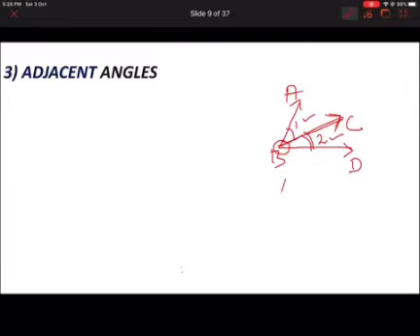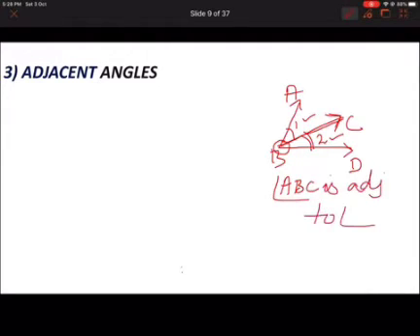We say angle ABC is adjacent to angle CBD. Children, I hope you understood what the definition is. Okay, how do you define this? Two angles are called adjacent angles if they have a common vertex and they share a common arm, or common ray. Did you understand?